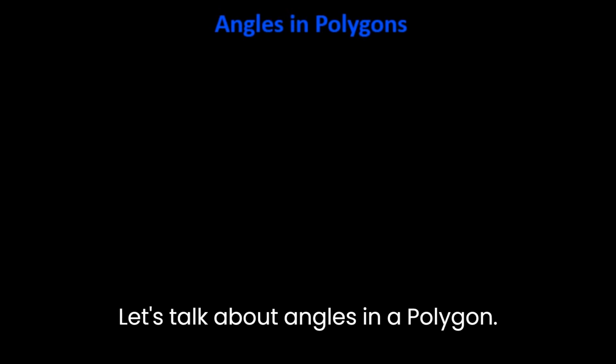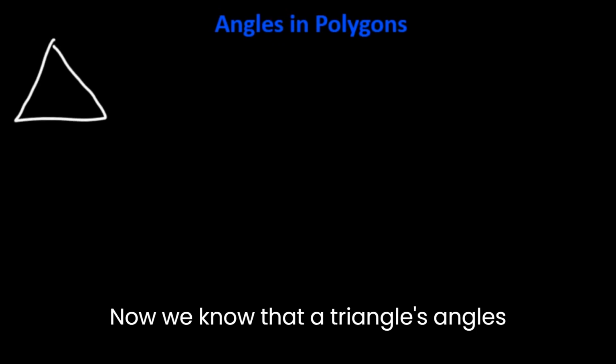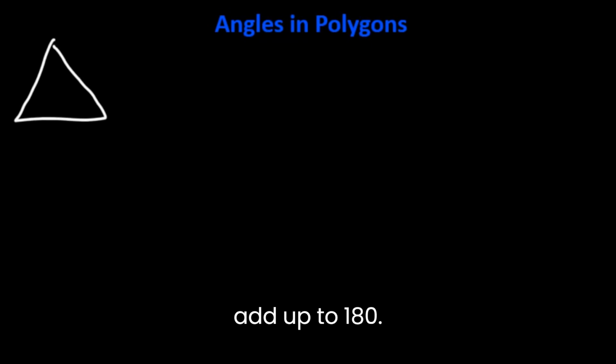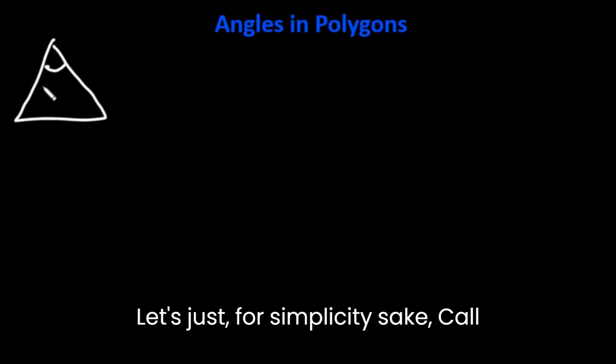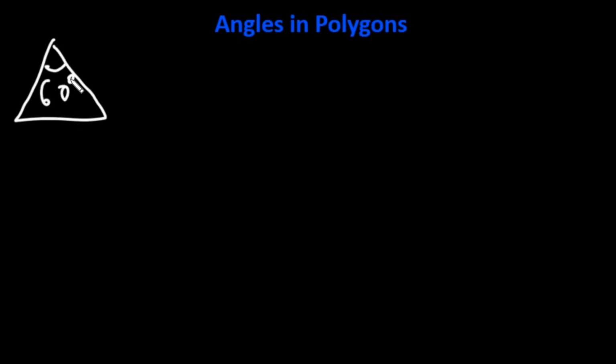Let's talk about angles in a polygon. Let's say we have a triangle. Now, we know that a triangle's angles add up to 180. So for simplicity's sake, let's call all three angles 60 degrees.